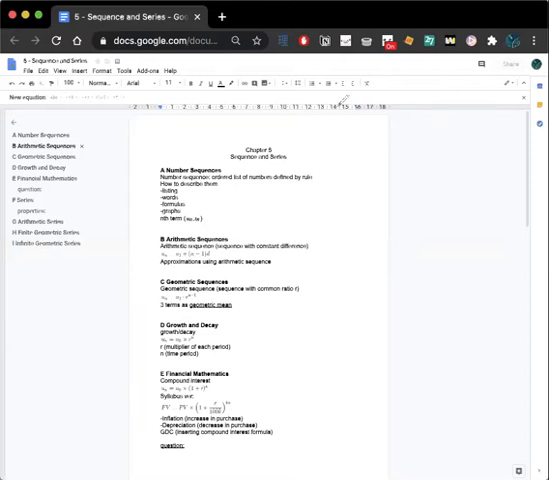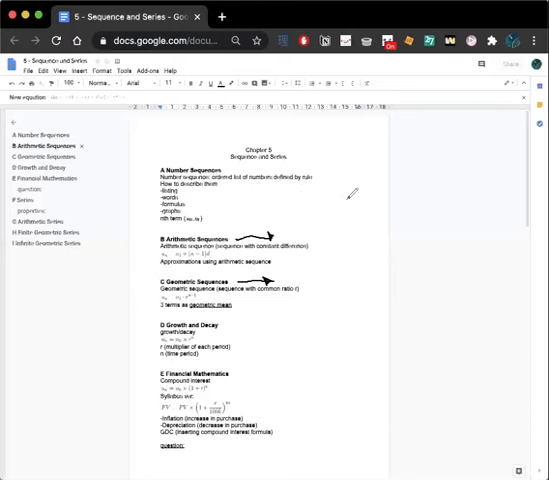Should be fixed now. Okay, so we're going to talk about sequences and series, and we're going to start with the basics, which is the number sequence. A number sequence is an ordered list of numbers defined by rules. You must have learned before that there are two kinds of number sequences: the arithmetic sequence and the geometric sequence.